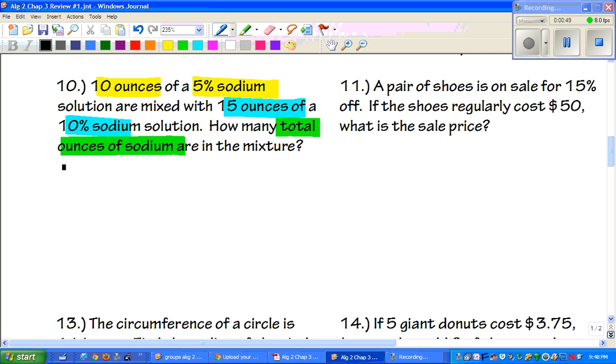So our first one is 10 ounces at 5%. Okay. And our other one is 15 ounces at 10%. So you need to find out what both of those are, and then the total means you need to add those two numbers together. Okay, so let's get started.